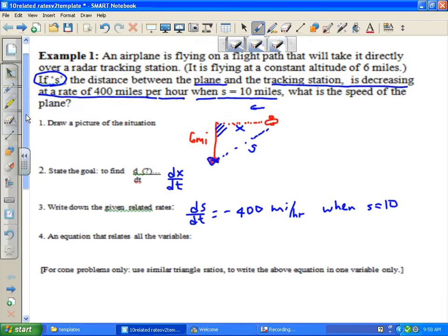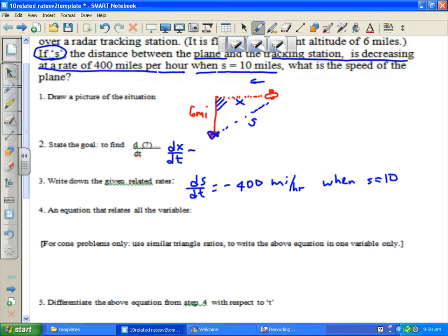What we need right now is, remember, since we're trying to find dx over dt, and we are given ds over dt, we need to write an equation that somehow we can get x and s out of it. We can get dx dt and ds dt out of it. What equation do you think could relate the variables in question and also maybe something that we know? For example, we know one side is 6, right? You can use that in your equation. What equation do you think we could use here?